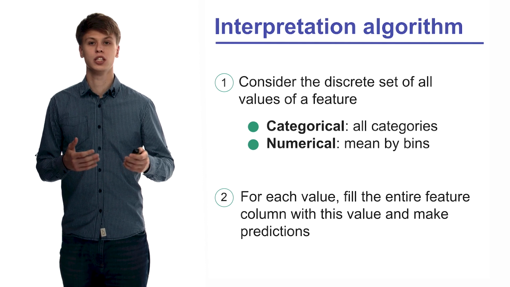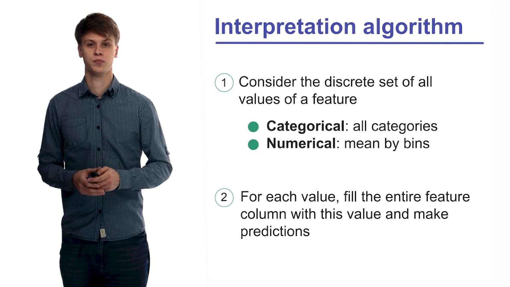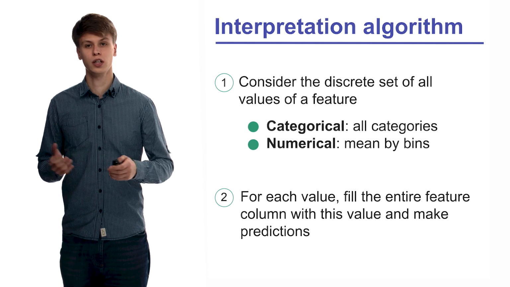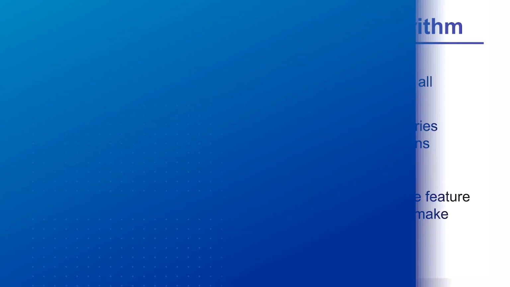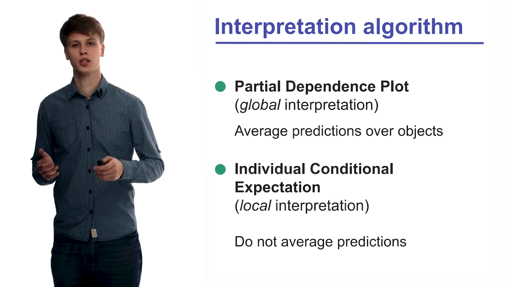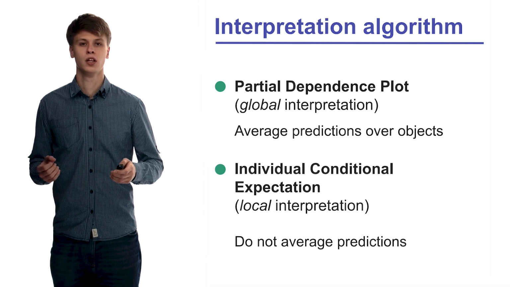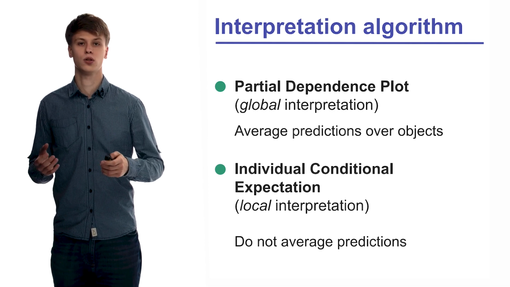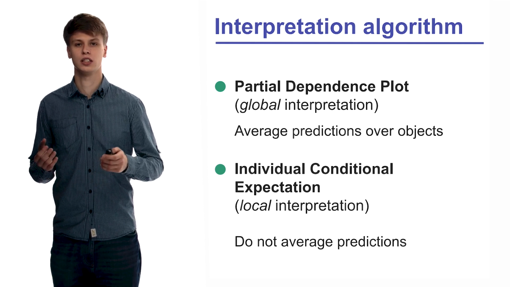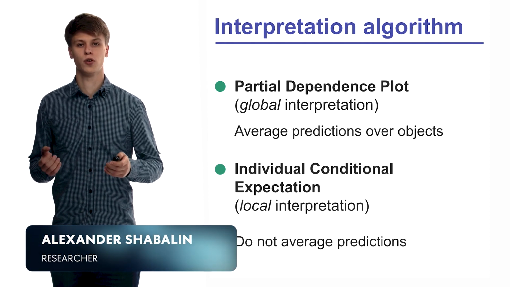We will get a prediction matrix of size the number of objects by the number of unique values. The intuition is simple. The more the predictions differ depending on the value, the more important this feature is for the model. If we average all predictions over objects, we will get a global interpretation method called partial dependence plot. If we don't average, then each object will have its own dependency, so it is a local interpretation method called individual conditional expectation. During the practice part, we will see how to apply both methods on real data.